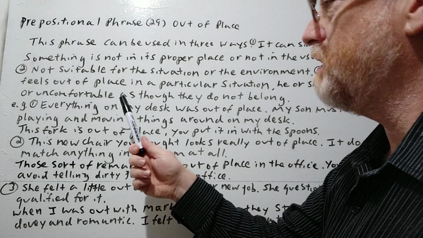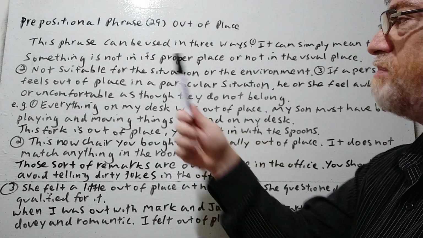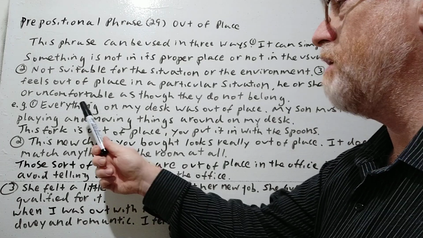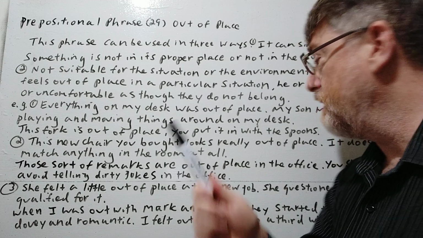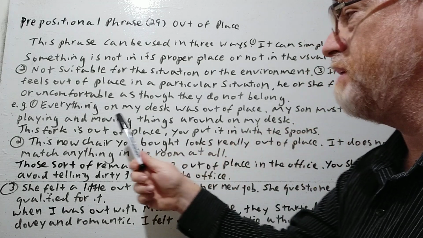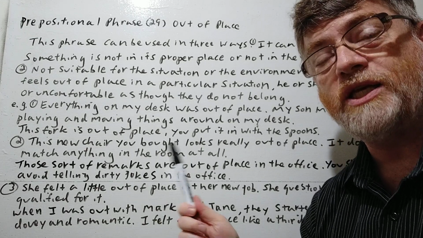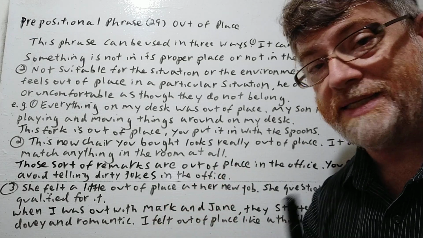Of course, these first couple of examples go to the first one, meaning that something is not in its proper place or usual place. So, "Everything on my desk was out of place. My son must have been playing and moving things around on my desk." So they're not in the usual place. So we say that they are out of place in this sense.